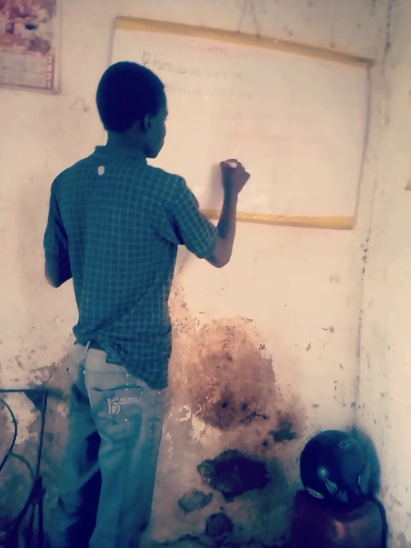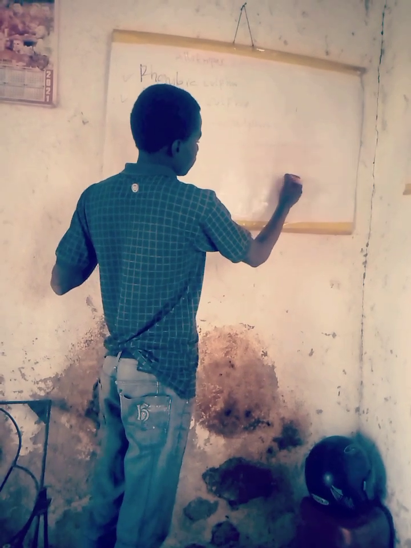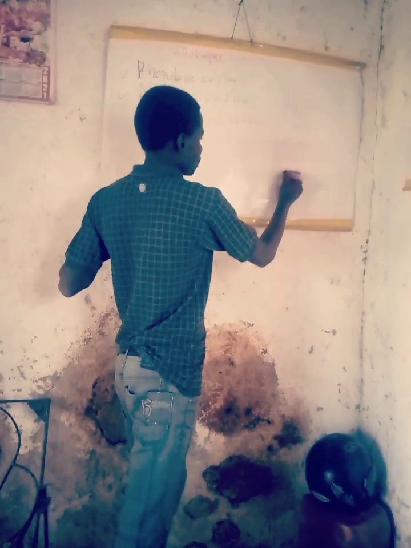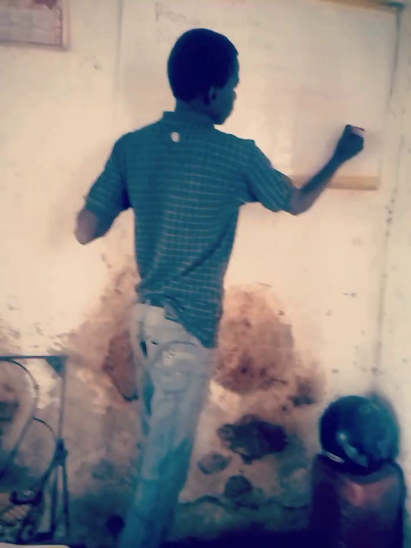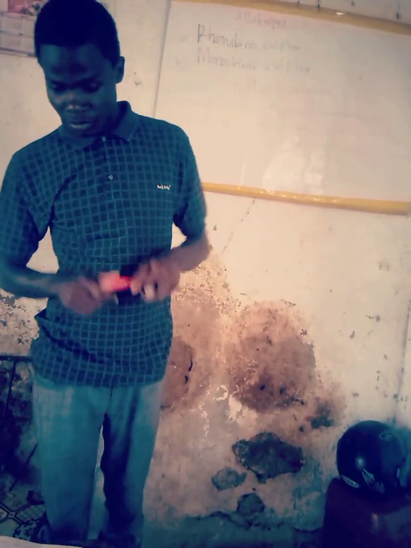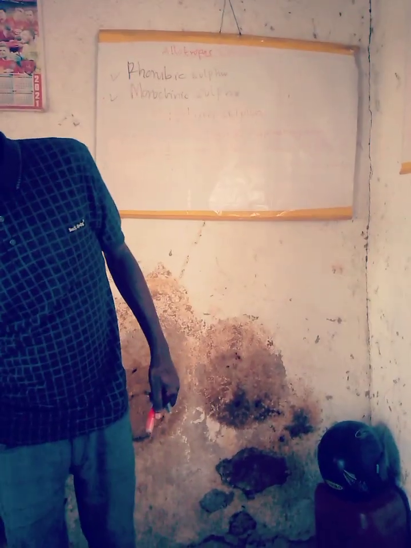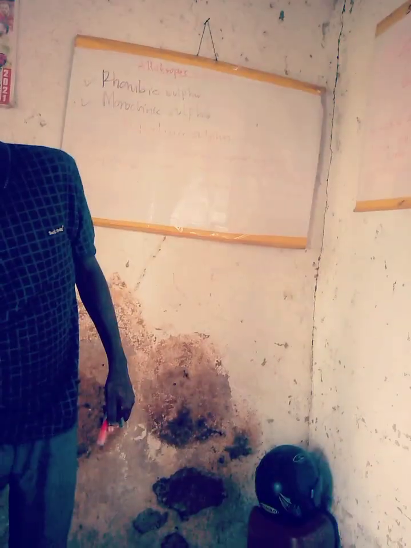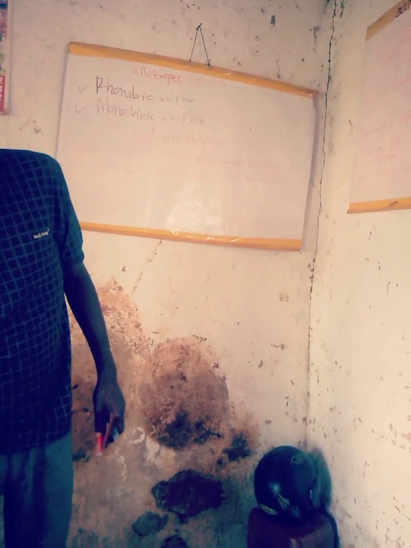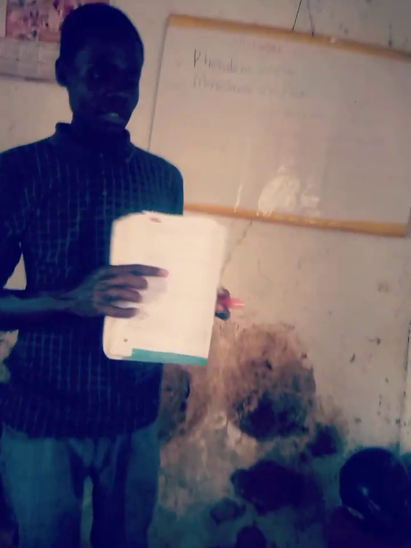Then remove the source of heat and allow the sulfur to cool to form a crust on the surface. So this is what you are going to see: crystals of monoclinic sulfur as seen using the hand lens. When you use the hand lens, this is the crystal that you will see.